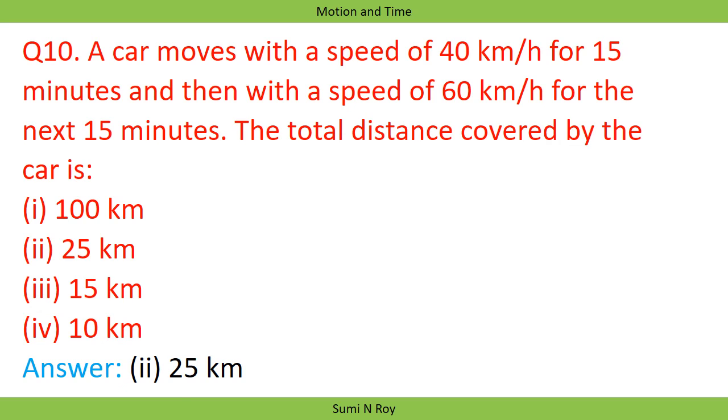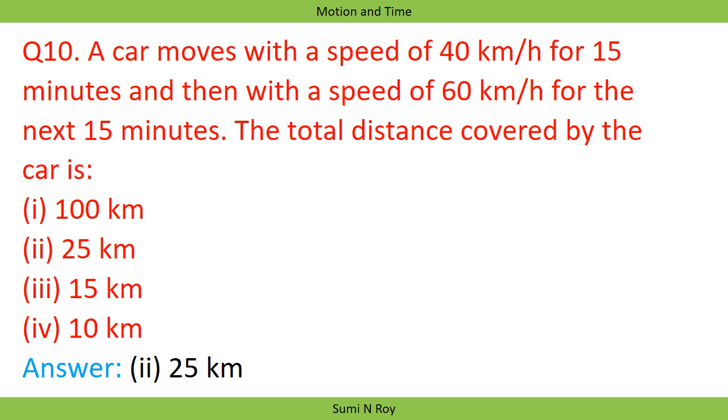The first case, the car is moving with a speed of 40 km per hour. So when a car is moving with a speed of 40 km per hour, it means the car is covering a distance of 40 km in 60 minutes. So in 15 minutes, it will cover only 10 kilometers.